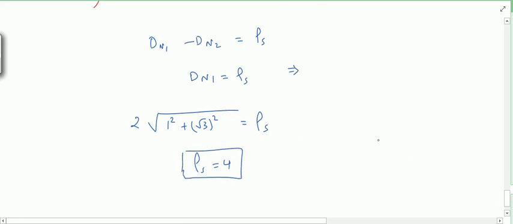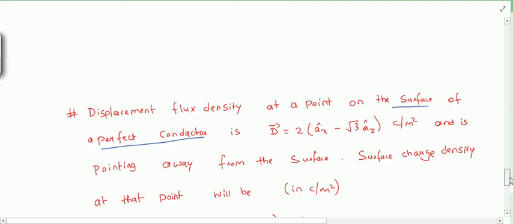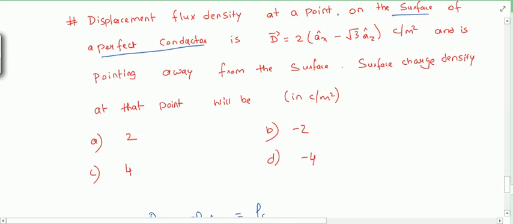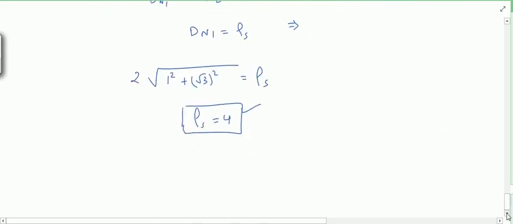Why have we taken plus 4, not minus 4? Because in the question it is given that it is pointing away. For a surface, the electric flux density points away only for positive charge. That's why the surface charge density is plus 4. Okay, so this is all about the boundary conditions.